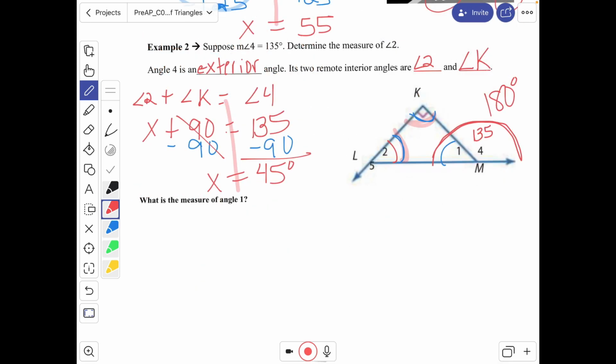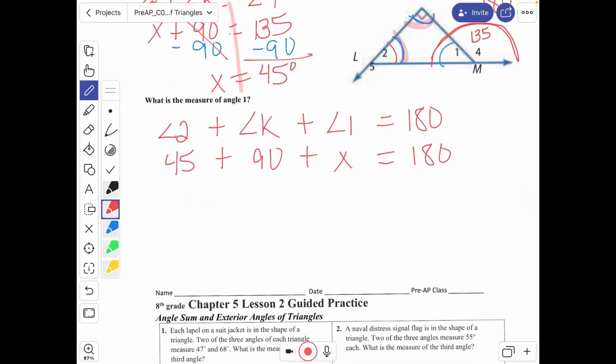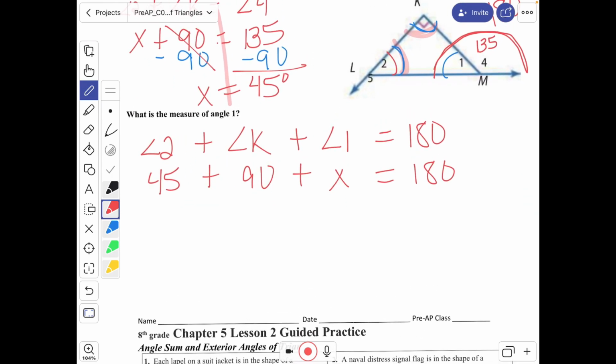The next one says, what is the measure of angle 1? So we know if we put angle 1 and angle 4 together, they equal 180. But also if we put angle 2 plus angle K together with angle 1, they're going to equal 180 degrees. Well, we just found out that angle 2 is 45 and angle K is still 90. So this is my unknown, and they still equal 180.